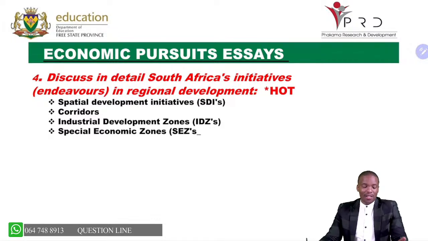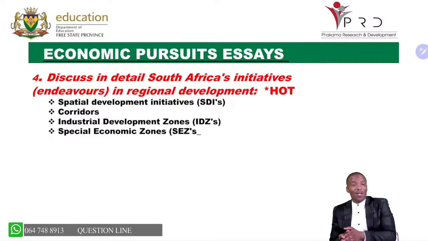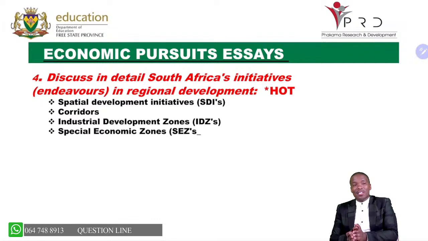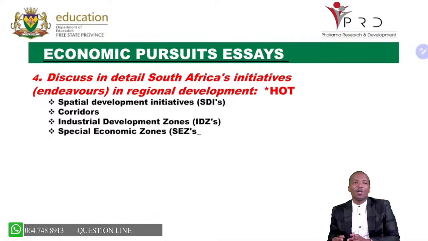Then essay number 4, this one is a hard one, where we're saying discuss South Africa's initiatives, endeavors or efforts in achieving regional development. Here we are talking about the spatial development initiatives. We are looking at the map of South Africa and the redistribution, the corridors that link or act as a passageway from one area to another, industrial development zones. And we remember that all the industrial development zones have now been converted into the special economic zones.